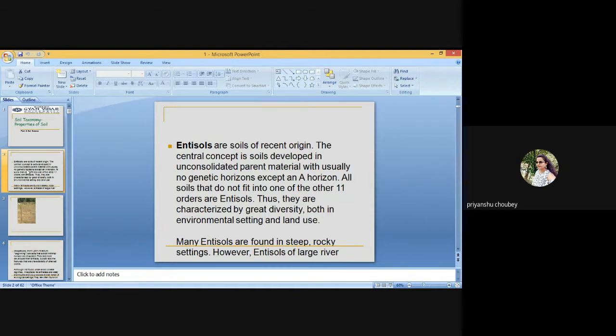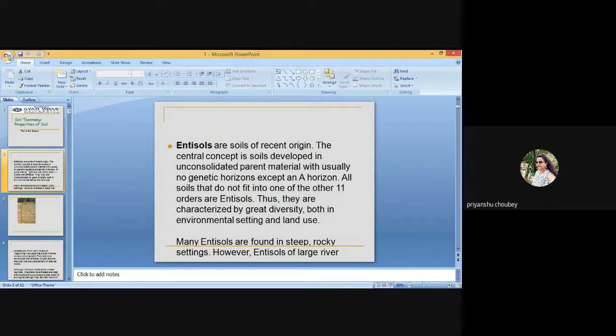If not taken at the suborder level, subgroups are more than 200. Typic is used as the central concept of the great groups. Others are used to indicate intergrades. Family: soil properties most important for plant growth are used as differentiae, like structure, mineralogy, and temperature, averaged over the control section or solum.